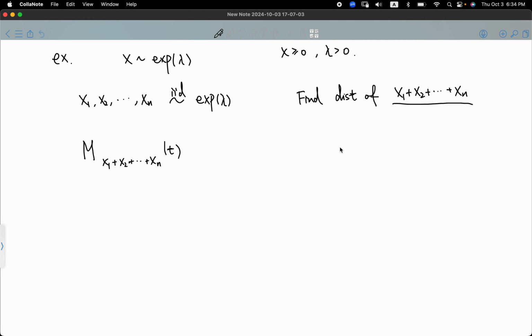Okay, so now let's rewrite this as the moment generating function for x1 multiplied by the moment generating function for x2, and then multiplied by the moment generating function for xn. Okay, so can someone remind me what is the moment generating function for an exponential distribution from Tuesday?